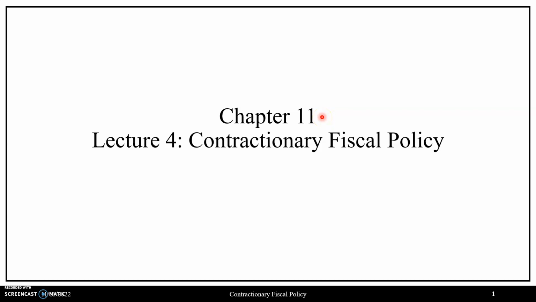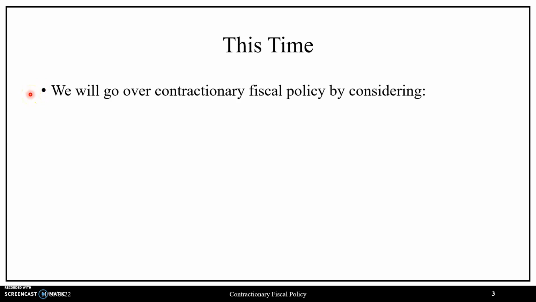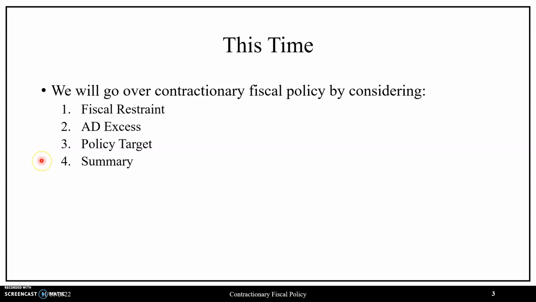In this video, we conclude our discussion on Chapter 11, where last time we went over expansionary fiscal policy. This time we will go over contractionary fiscal policy by going over fiscal restraint, the AD excess, and the policy target of the government, to then conclude with a summary.